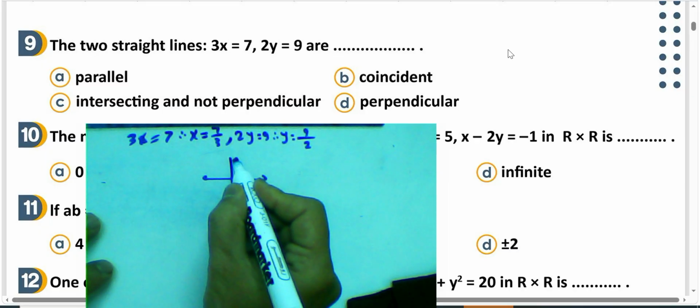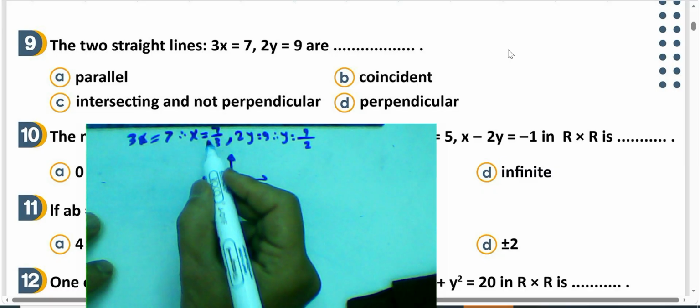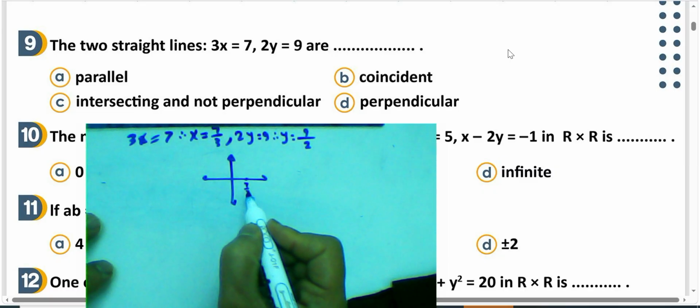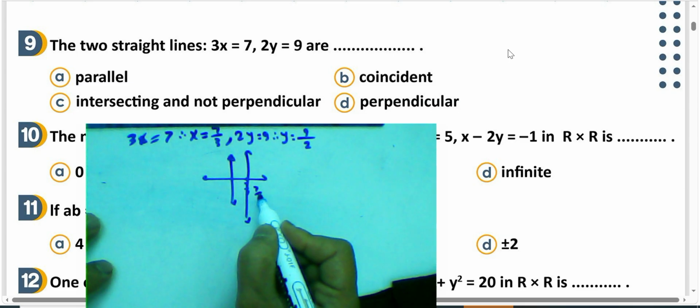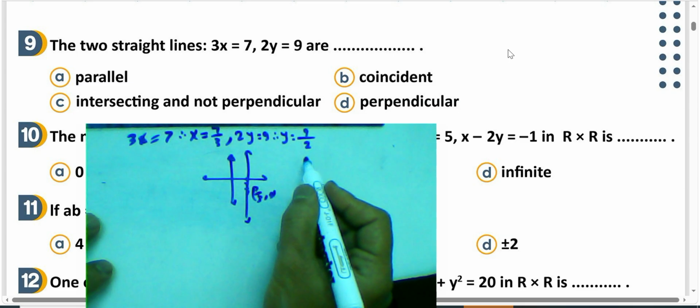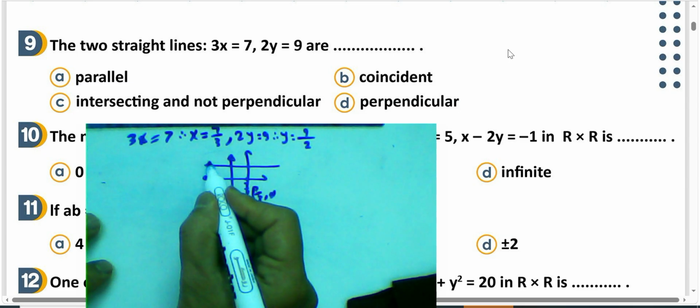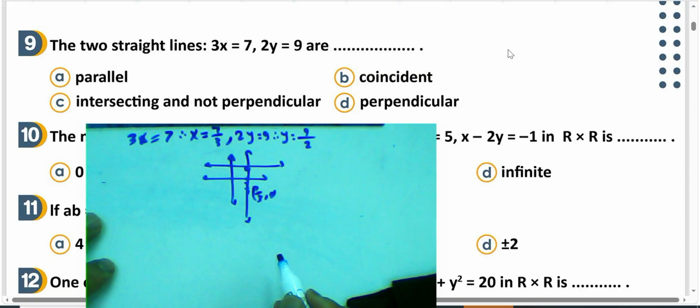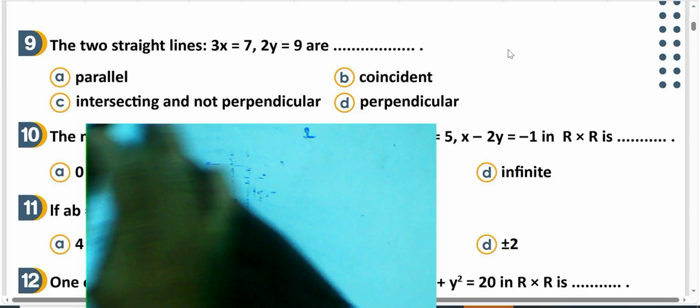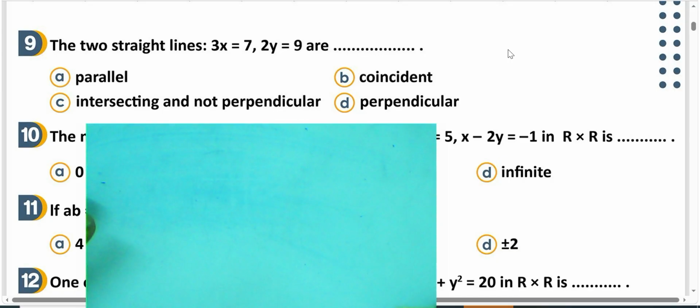Then the two straight lines here are perpendicular, because x equals 7 over 3 is a straight line passing through the point 7 over 3 and 0. And the second equation, y equals 9 over 2, is perpendicular to it. Then the two straight lines will be perpendicular. Choose letter D, perpendicular.